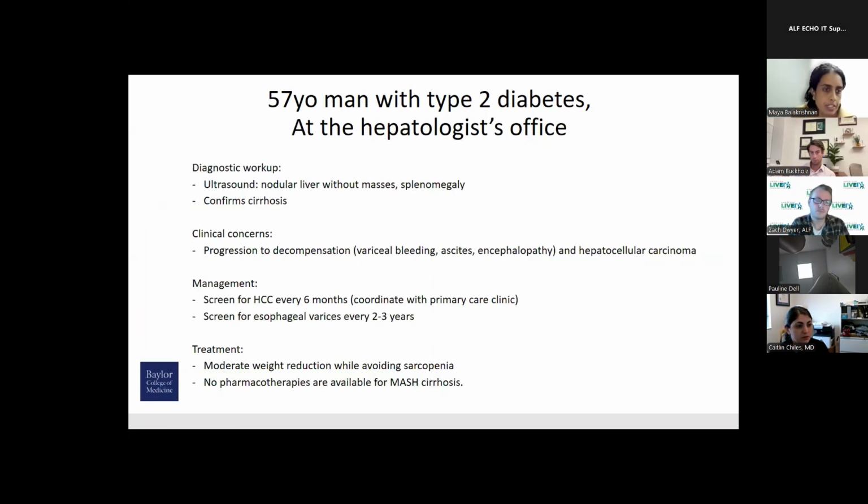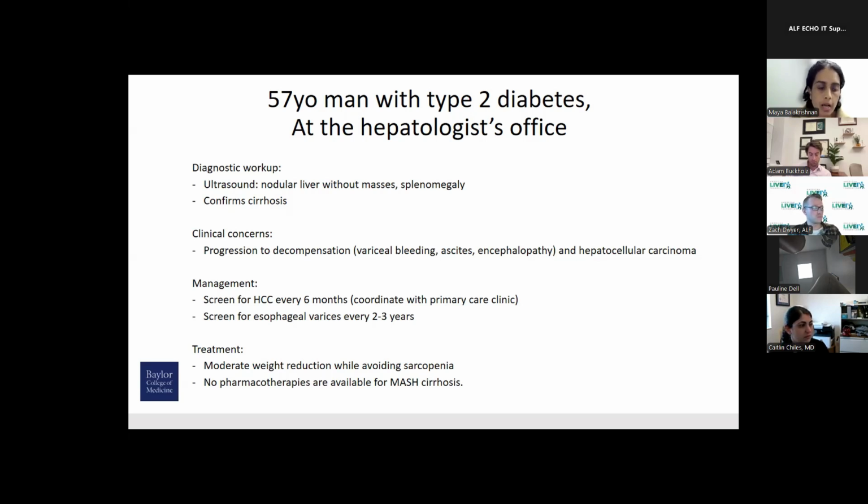So what happens to him with the hepatologist? He shows up at the hepatologist's office. They'll review the ultrasound that you got and see he has a nodular liver with splenomegaly, confirming cirrhosis. So the hepatologist is now really concerned about his progression to decompensated liver disease and HCC. The management in the hepatologist's office is to screen for HCC every 6 months, which is indicated in anyone with cirrhosis, including MASH cirrhosis. Screen for varices every couple of years. And then the treatment is moderate weight reduction, but we also want to maintain his muscle mass.